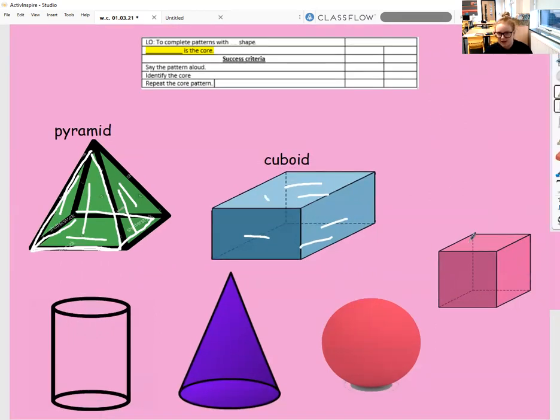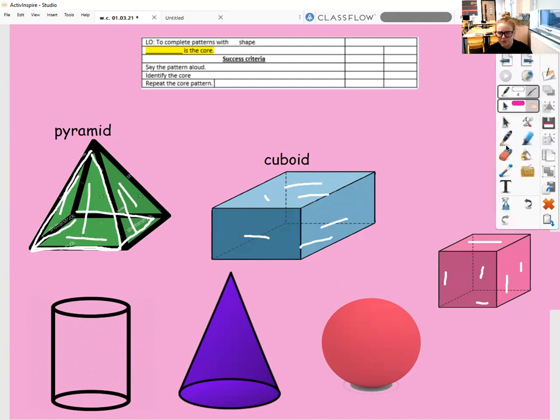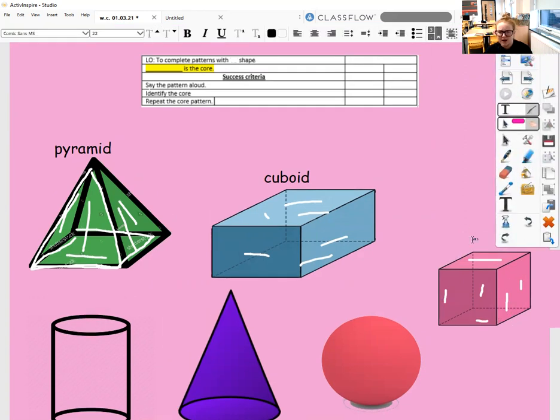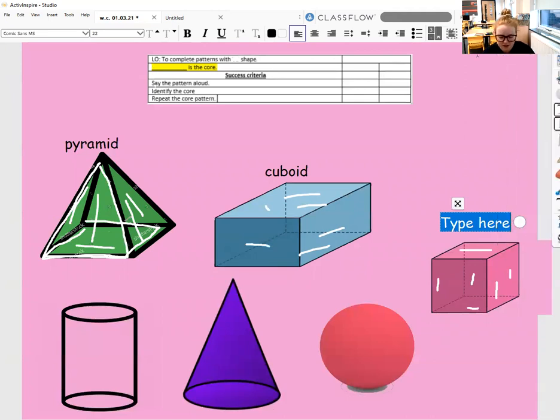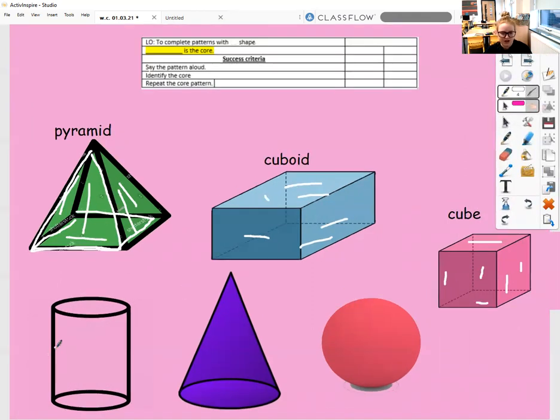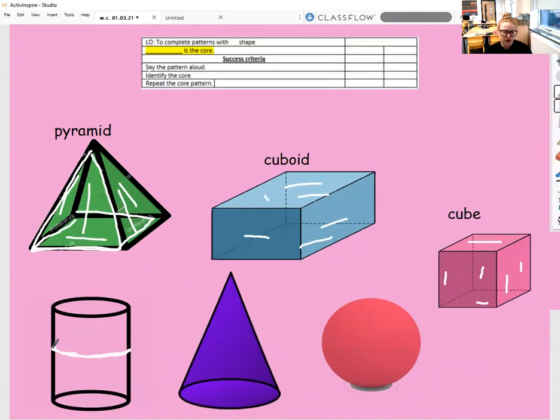So this shape, it has 1, 2, 3, 4, 5, 6 faces. It has 6 faces which are all equal, and it is made up of squares. This shape has 6 equal faces that are made of squares. What shape is this? This shape is a cube. Fantastic.